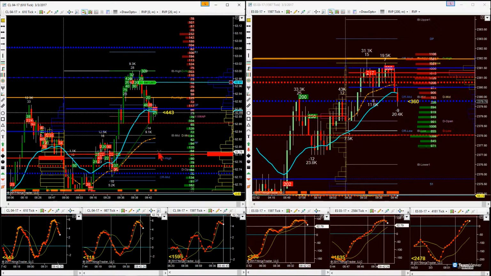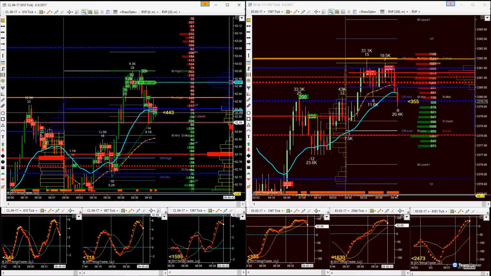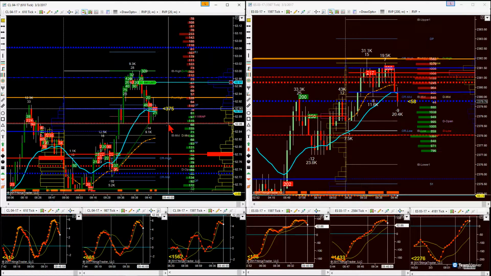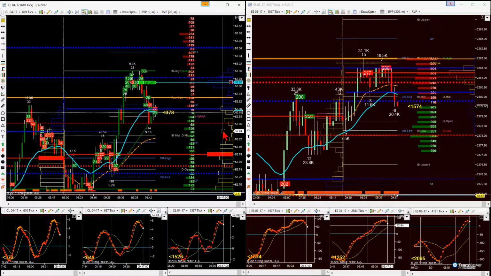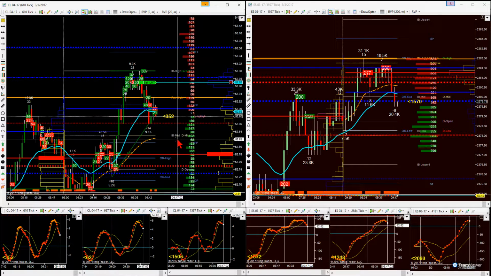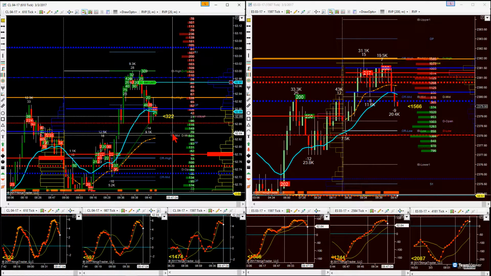I would really actually rather be down towards this VPOC. Look at these low volume nodes here. That clearly could hold as support. It already has. I actually didn't see that. We might factor that in here as well.